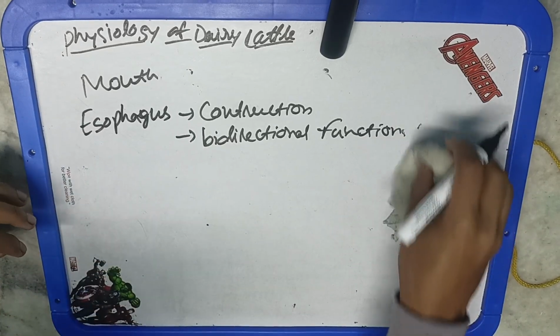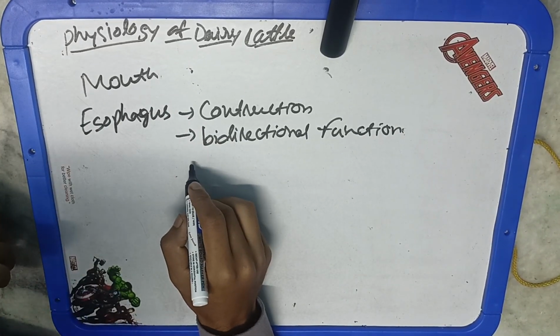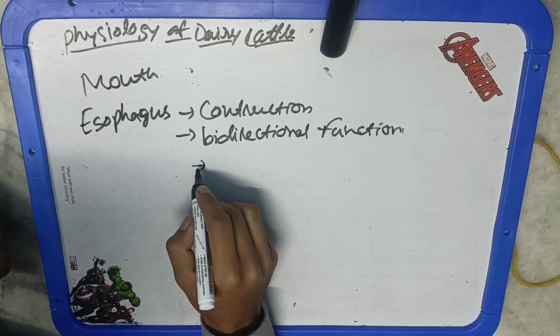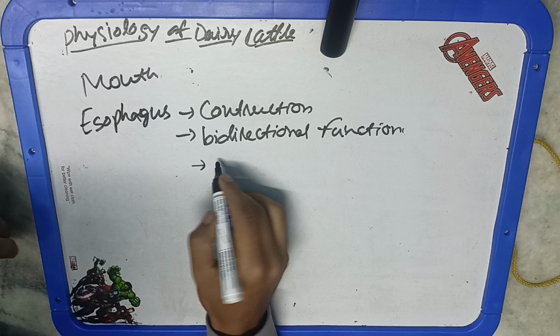In cattle, it allows them to regurgitate, or we can say bring the cud back to the mouth for further chewing and grinding. After the chewing, the cud is swallowed back to the stomach for digestion. Okay, so it has two methods.